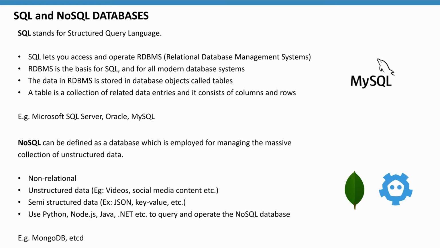NoSQL started gaining momentum after the invention of the smartphone and social networking. The entry you make at social networking is not a structured entry, it is unstructured data. Unstructured data needs a tool, that is a NoSQL database. The development team can use Python, Node.js, Java, .NET to access the data in the NoSQL database. Some examples are MongoDB and etcd from Kubernetes.